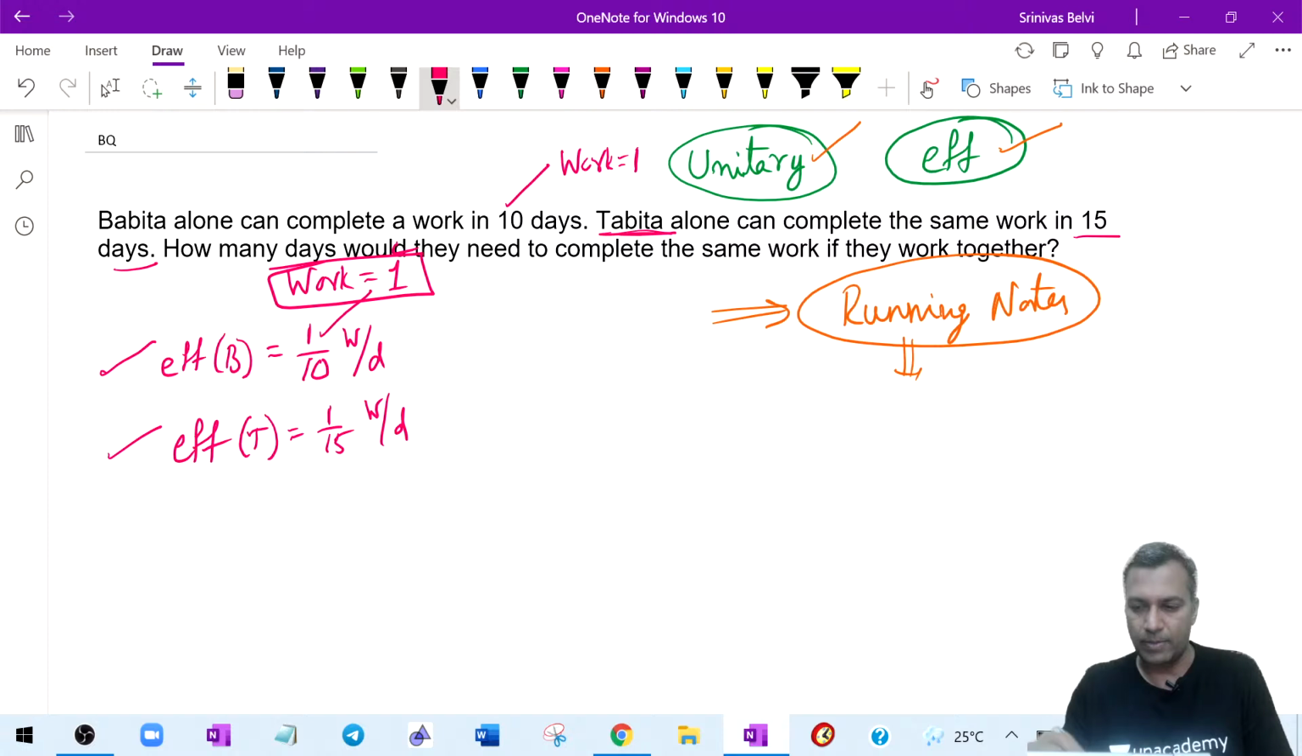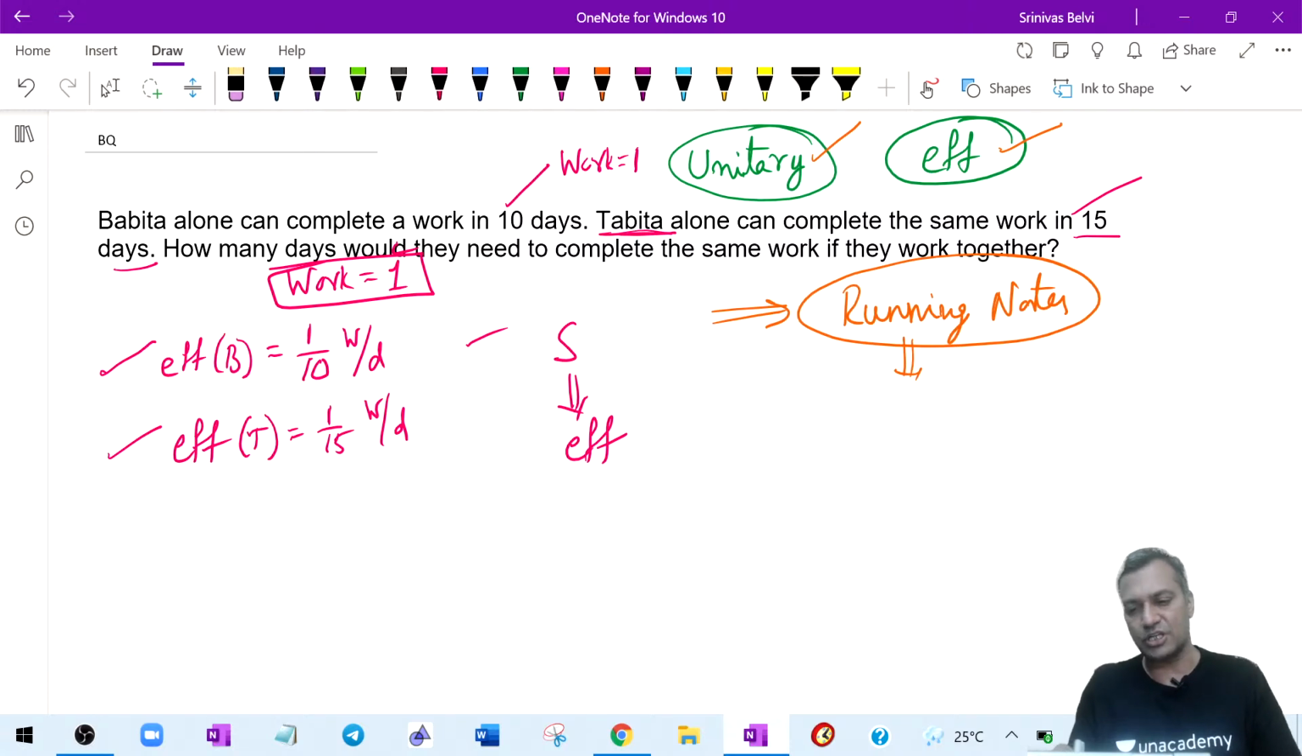That's precisely what I did. 10, I wrote it as 1 by 10. 15, I wrote it as 1 by 15. Why? Because we know that efficiency is inversely proportional. What is efficiency? Speed. Time and speed are inversely proportional. Therefore, time and efficiency. Instead of speed, what we learned in the time, speed, distance chapter, the speed is now termed as efficiency. Just like time and speed are inversely proportional, similarly, efficiency and time here are inversely proportional. That's what I did here.